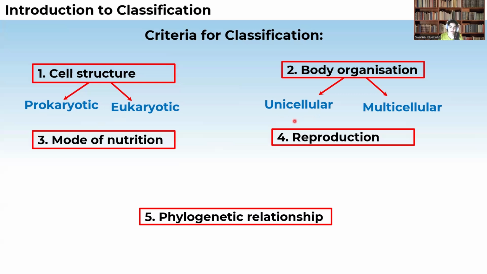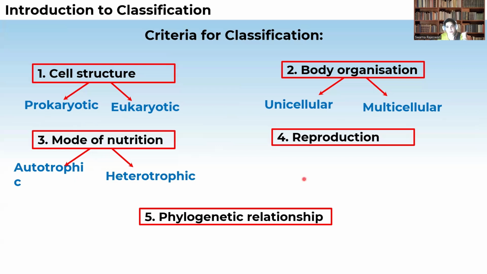So coming to the mode of nutrition. There are some organisms which can prepare their own food by themselves using the photosynthesis mechanism. All these he included in autotrophs, whereas those organisms which depend on other organisms for their food are called heterotrophic organisms. So based on the mode of nutrition also, he has classified the organisms into autotrophic and heterotrophic organisms.